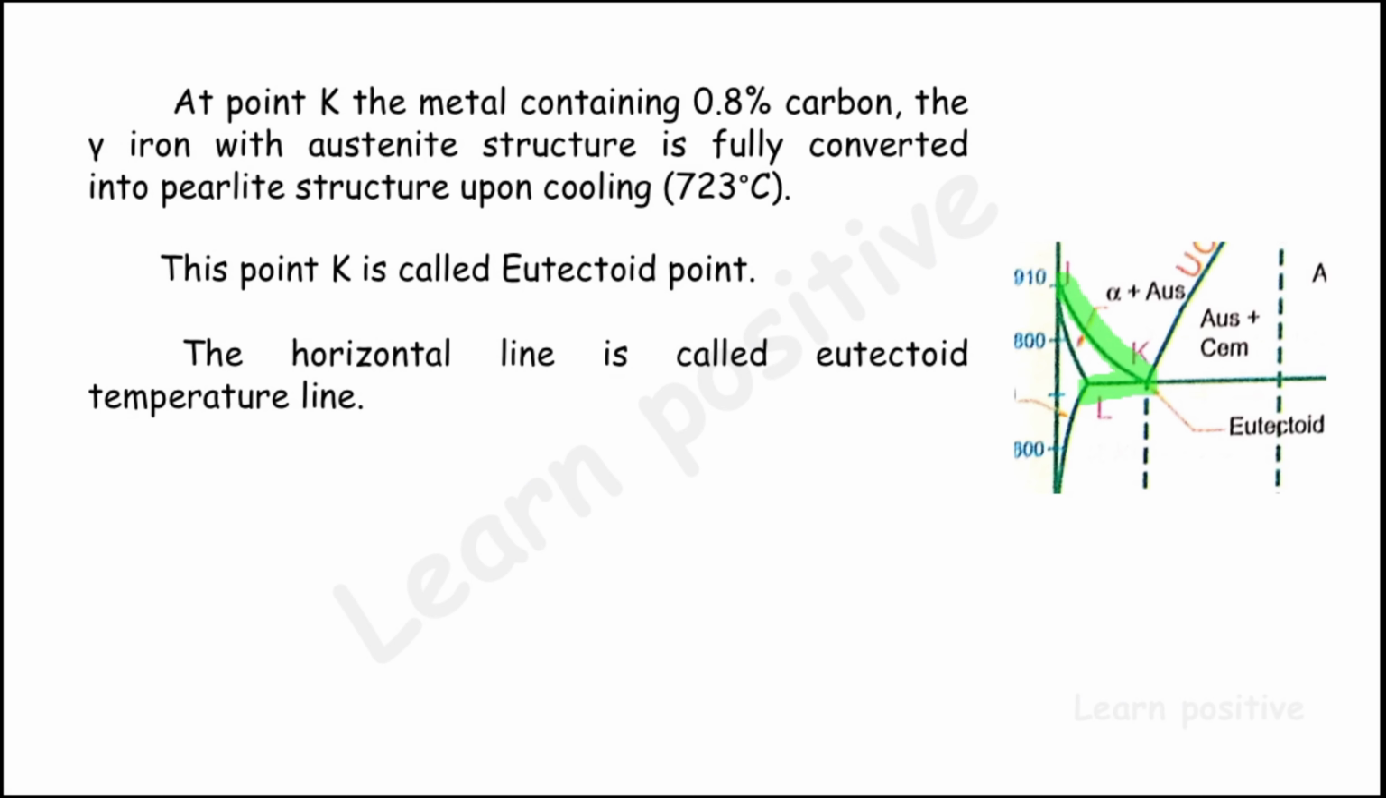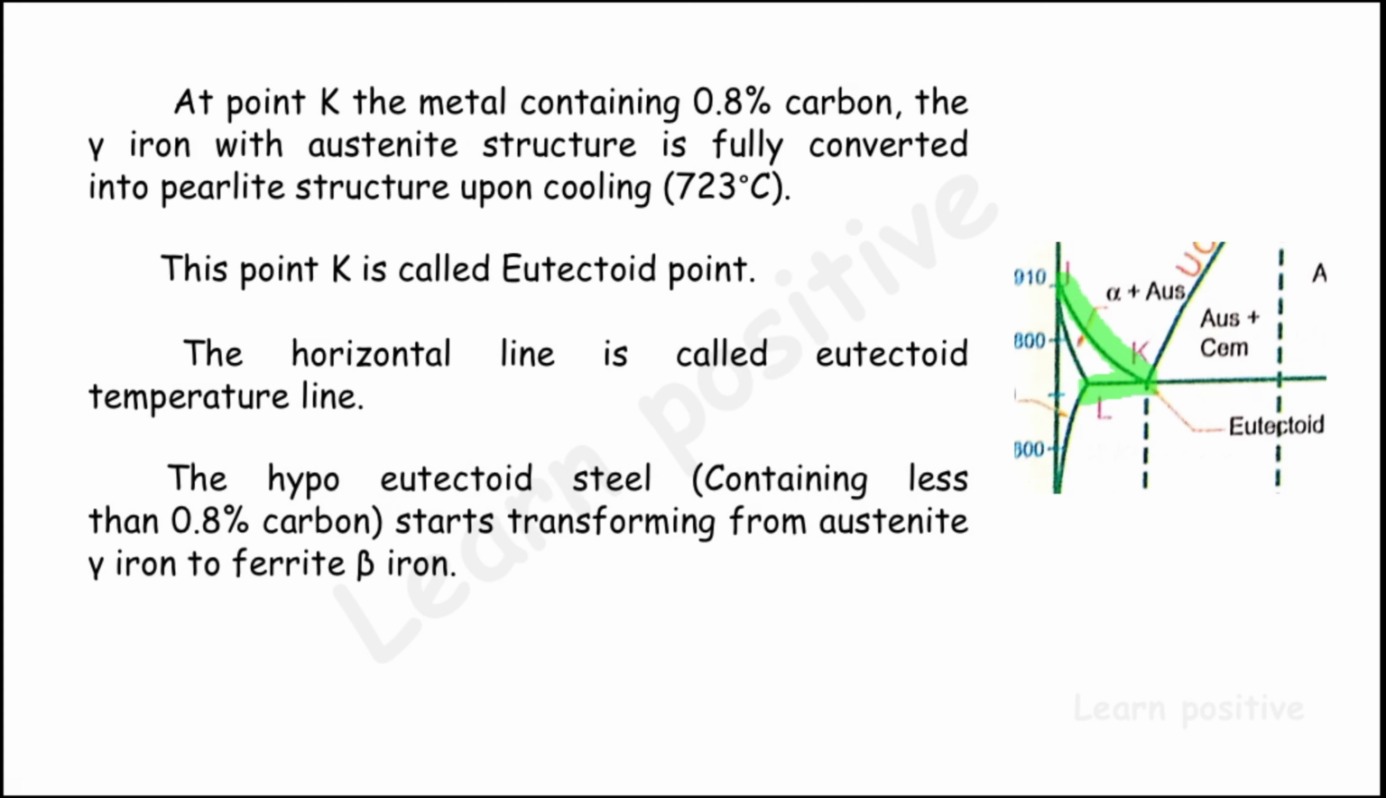It is called the eutectoid point. The eutectoid point has two types of steels: one is hypo and the other is hyper. So hypoeutectoid and hypereutectoid. Hypoeutectoid contains less than 0.8% of carbon, and starts from austenite iron to ferrite iron. It is the beta iron. So gamma iron to the beta iron.